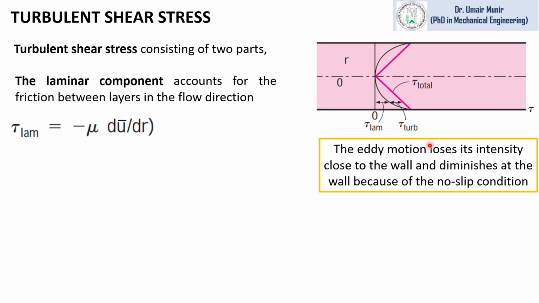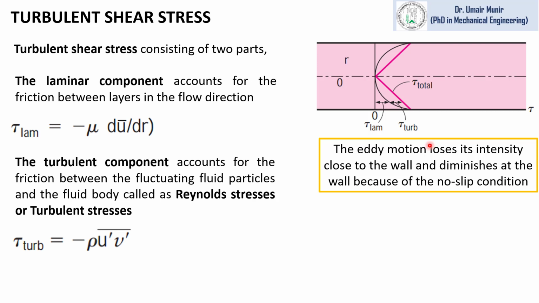The first part is the laminar component, which accounts for the friction between layers in the flow direction. Mathematically, it is equal to mu times the gradient of velocity. The second component is the turbulent component, which accounts for the friction between the fluctuating fluid particles and the fluid body, also called Reynolds stress or turbulent stress. Mathematically, it is equal to rho times u dash v dash.